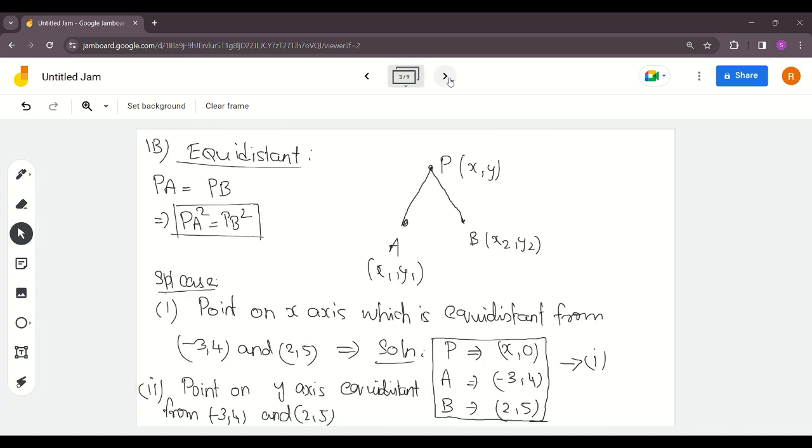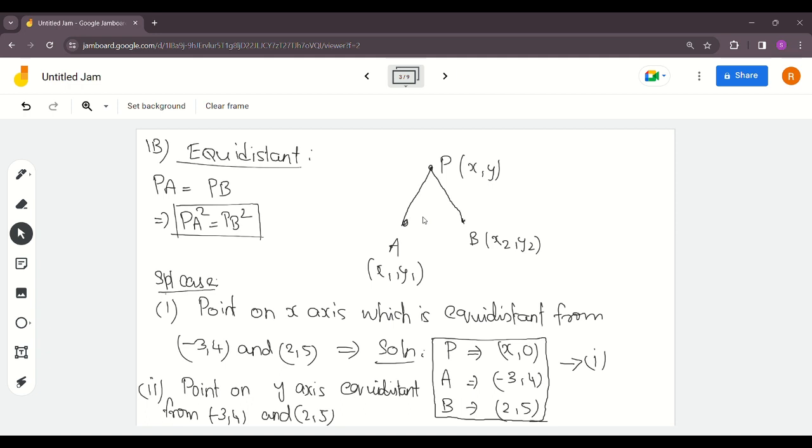After that, equidistant. These are some special cases under the distance formula. Equidistant means equal distance. This point P has equal distances from A and B, that is PA is equal to PB. We already saw from the distance formula that the distance is in square root, so to express it in a proper equation format, we just have to square it. If PA is equal to PB, then PA square will be equal to PB square. Then we apply the distance formula, square it and simplify, and you will get the answer.